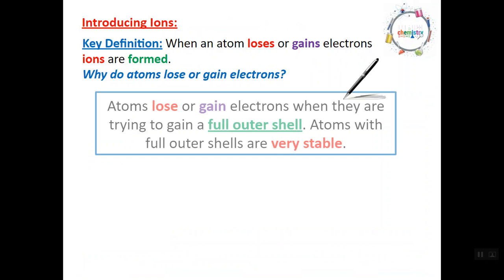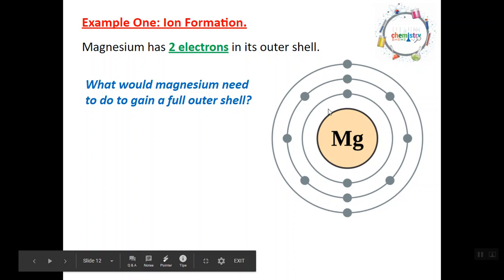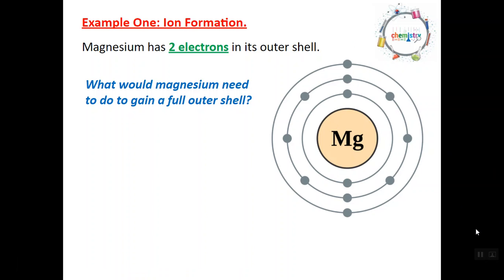Now, when we think about this, and you need to write down that definition as well, we need to think about how many electrons are in the outer shell and what the actual element will do. And I'll give you a rule for this afterwards. So magnesium's got 2 electrons. What would magnesium need to do to gain a full outer shell? So Miss or Sir can pause the video again and ask you. Now, hopefully all of you said the easiest thing for magnesium to do would be to get rid of the 2 electrons rather than trying to find 6.